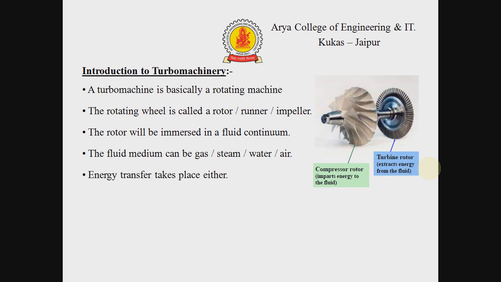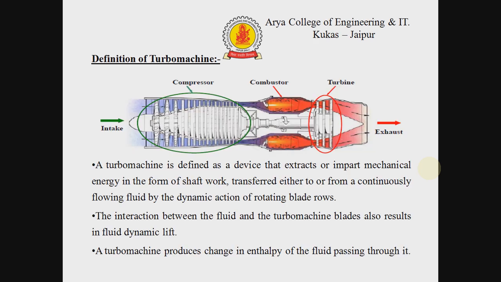First of all, we discuss the introduction of turbo machinery. A turbo machine is basically a rotating machine. The rotating wheel is called a rotor, runner or impeller. The rotor will be immersed in a fluid continuum. The fluid medium can be gas, steam, water or air. Energy transfer takes place either to or from the fluid.